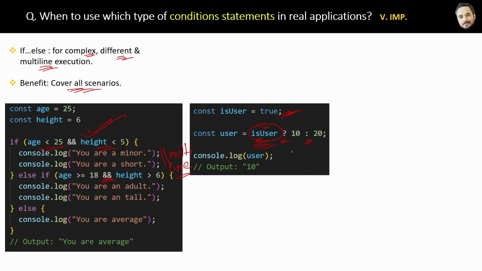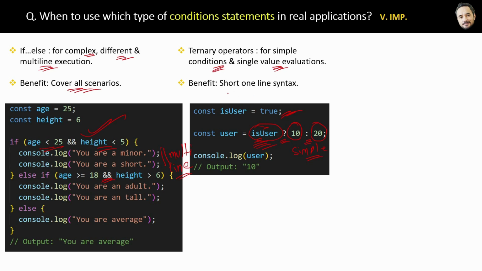Another thing is, in ternary operators, mostly a single result value is preferred, like 10 or 20 here, not a multi-line code execution like in the case of if-else condition. If you do multi-line code here, then again it will be very difficult to read the ternary operator. So the whole point is, ternary operators are used for simple conditions and for single value evaluations. The benefit is, the ternary operator gives a very short, one-line syntax for your program.